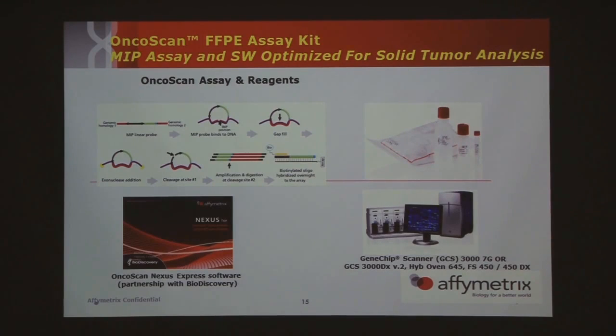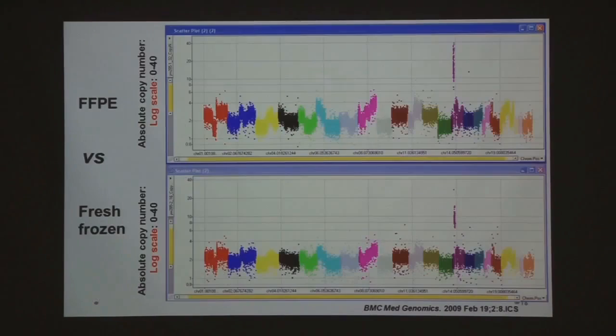We also use, and I think this is included when you're analyzing the data, this Nexus software that was developed by BioDiscovery, and I think it works really well. They've now included TCGA data so that you can compare the data that you're getting from the Oncoscan with the Cancer Genome Atlas data.